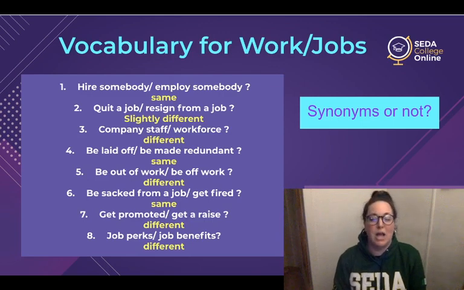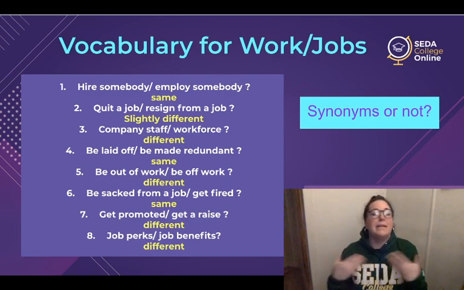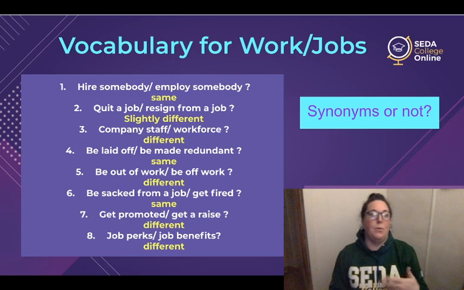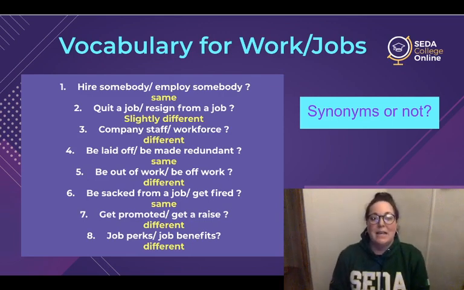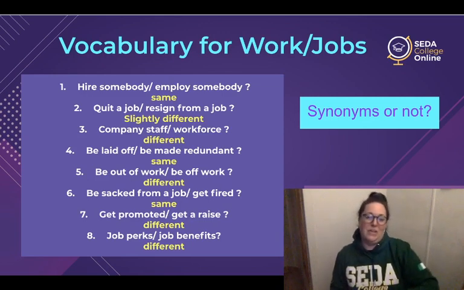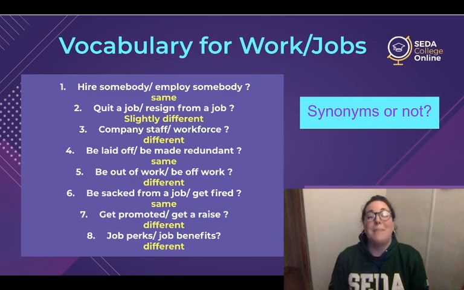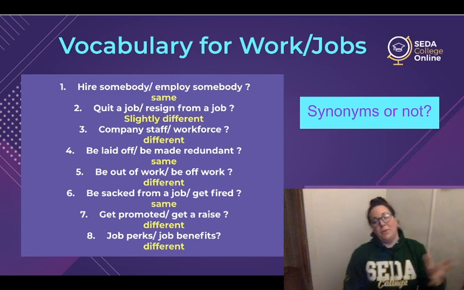Number 8, job perks and job benefits. A perk of a job could be like a company car or a laptop or a mobile phone or little things that the company gives you to make the package of recruitment more attractive or make your job more attractive. Job benefits are things that are important that help people. And again, it makes them more attractive, but they're different.